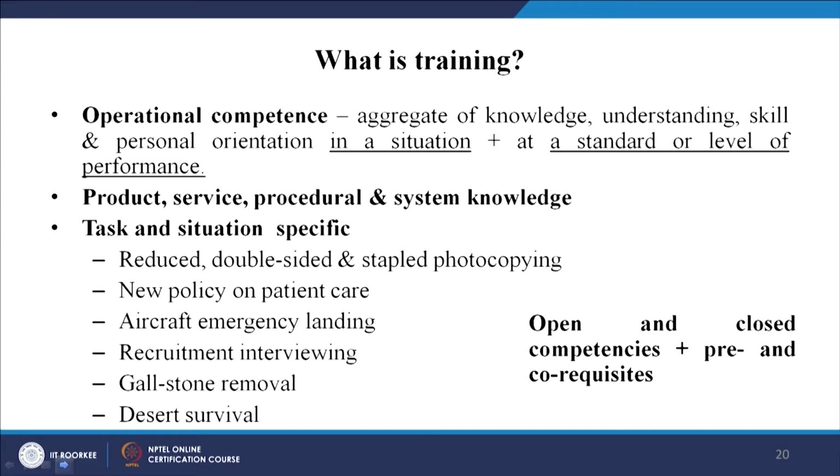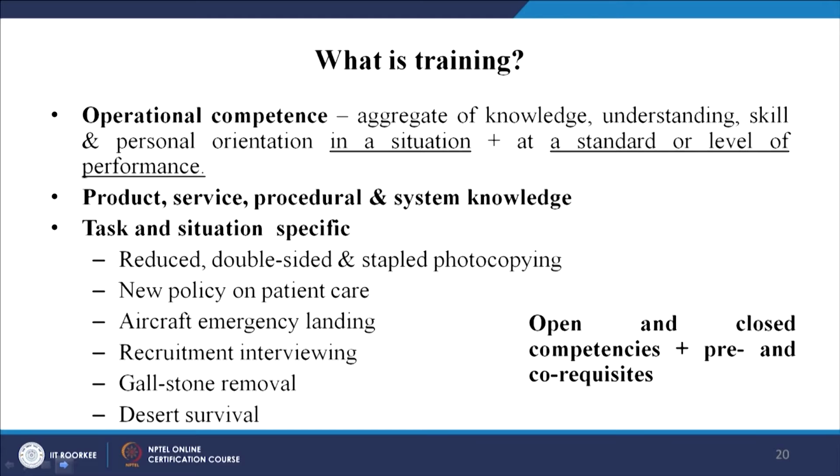Now, whenever we talk about task and situation specific training, it is, for example, to reduce double sided and stapled photocopying. Here you will find that whatever the task is, it should not involve multiple tasking unless it is very essential. Once we provide that particular training, the person may make the best use of the training and reduce the multiple tasking which was not essential. It can also help with double sided and stapled photocopying. These photocopying skills can also be developed. So, in that case the person can be more effective.